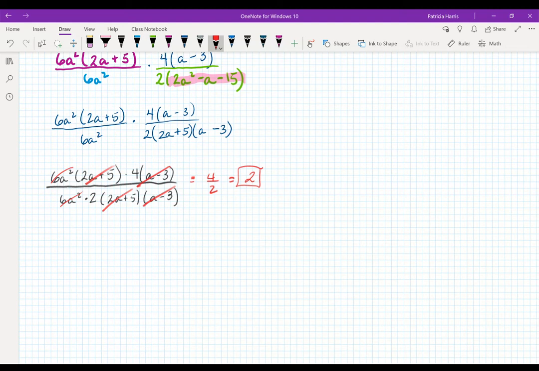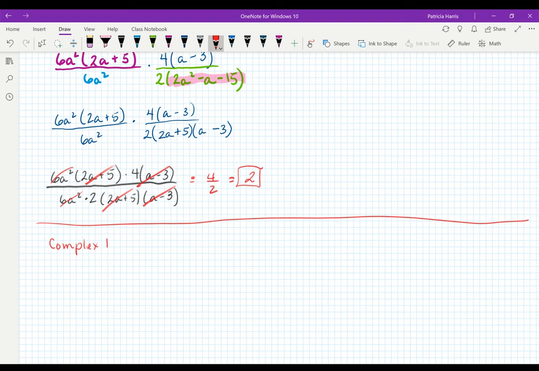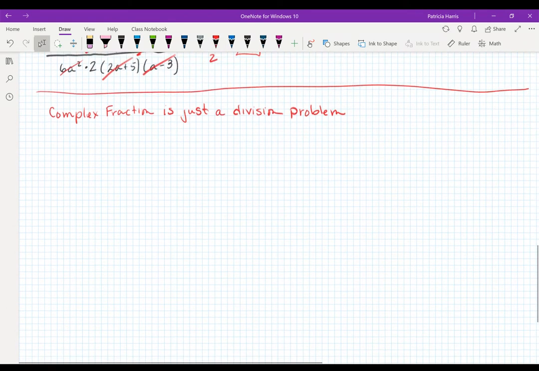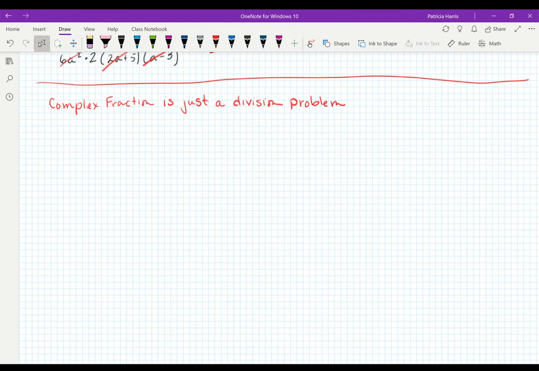So now let's try something that looks awful. Okay, but it's still a division problem. This is called a complex fraction. A complex fraction is just a division problem, is all it is. Okay, so I actually find these easier to do if we do them with just algebra-based ones.